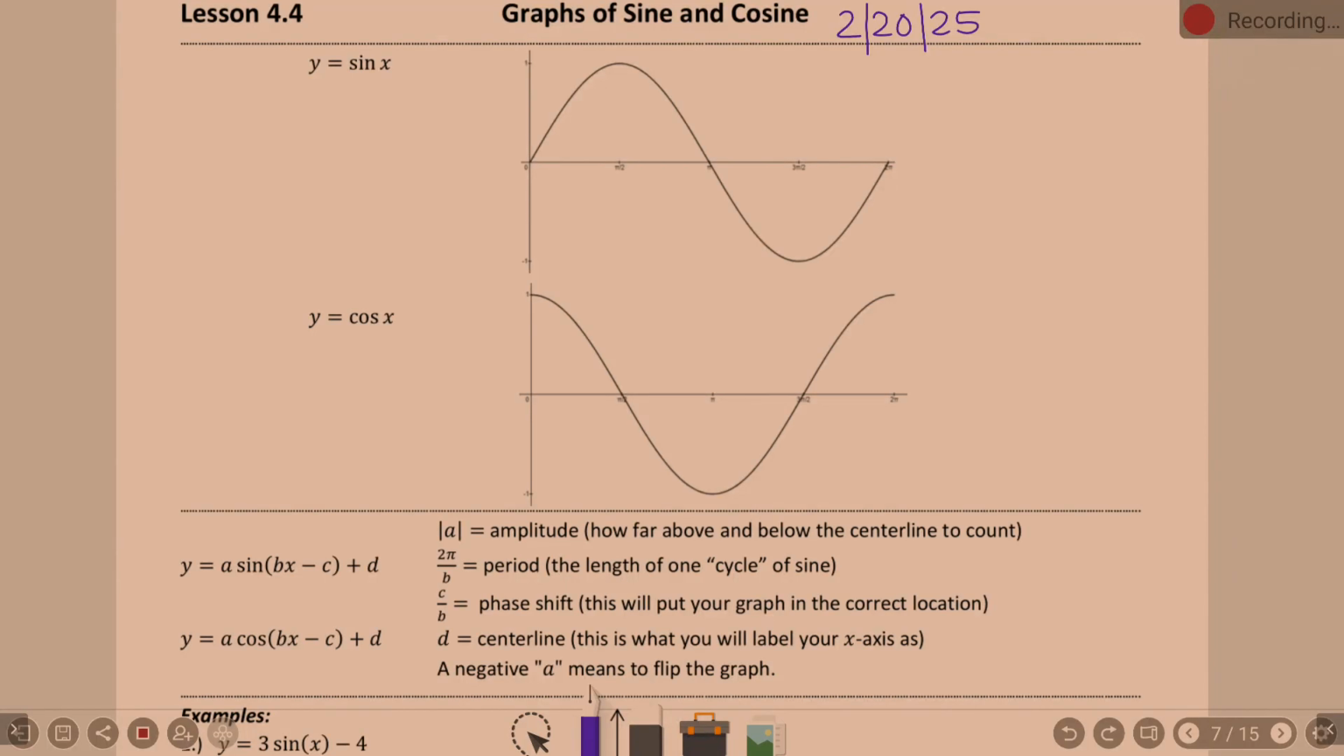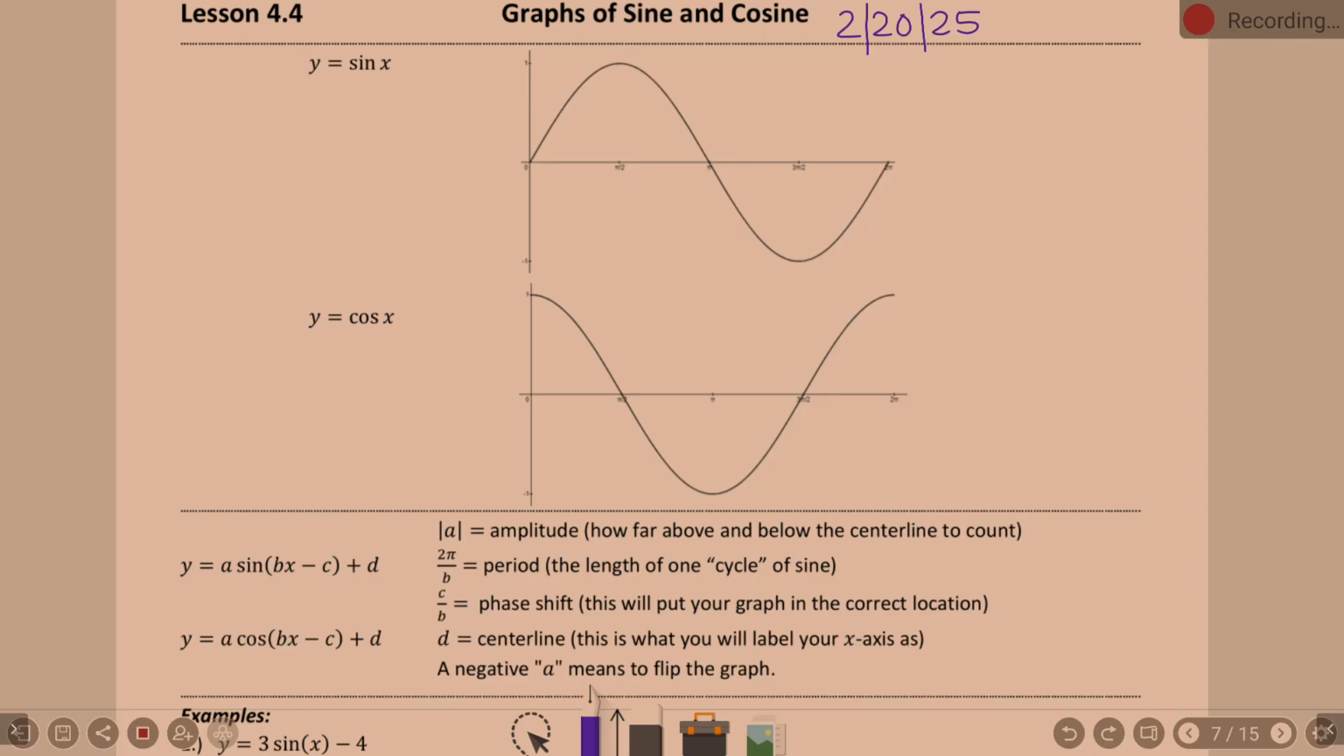Lesson 4.4 is graphs of, as I said, sine and cosine. Now, the first thing I've provided here is just a basic graph of what sine looks like and what cosine looks like. Okay, so sine, now, this is just what I would call one cycle of sine.